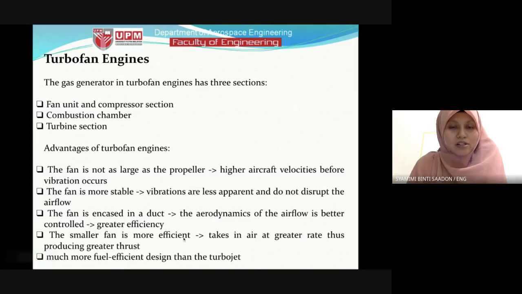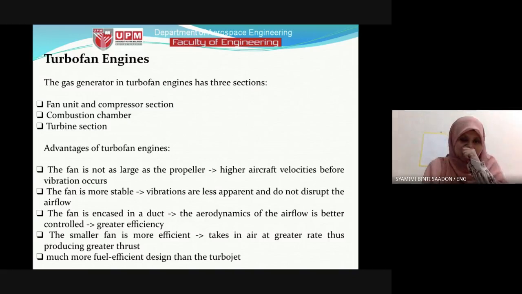I think I have mentioned this in the previous chapters. The fan is not as large as the propeller, because we want to compare with the turboprop. The fan is not as large as the propeller, but it is able to reach a higher aircraft velocity before vibration occurs.